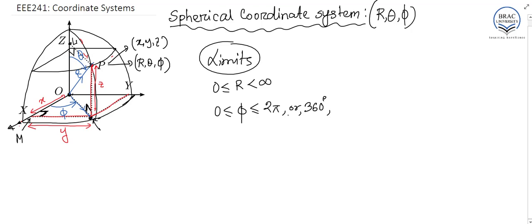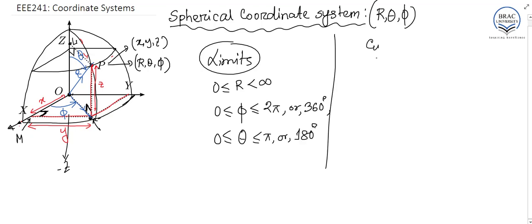And the limit of theta will be starting from 0. That means the radial line is superposed on the z-axis, and as you increase the theta direction, the maximum angle you can rotate until you get to the minus z-axis will be pi or 180 degrees.